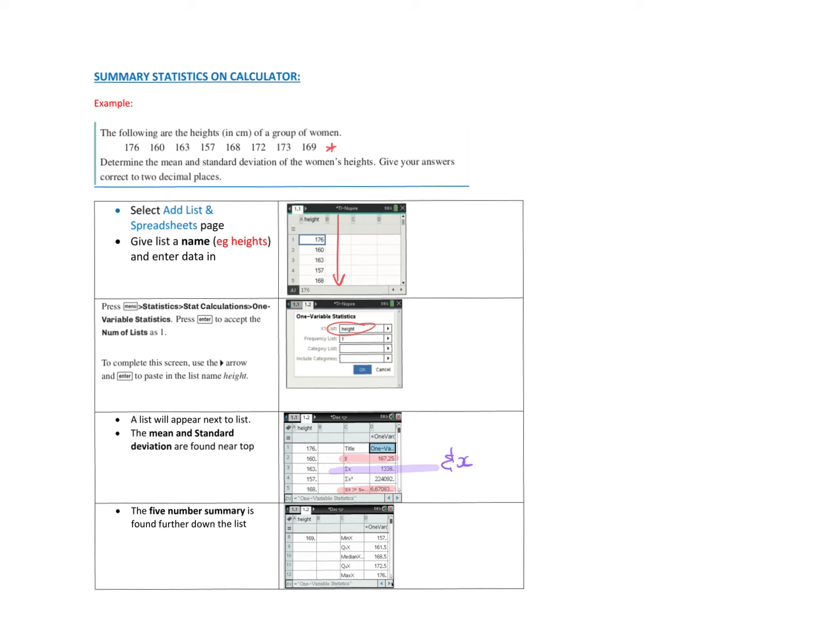Now, if you keep moving a bit further down your summary statistics, you'll come into the 5-number summary, which is important, but you can see there's the median, and you can also see Q1, Q3, things that we've been looking at finding manually so far.